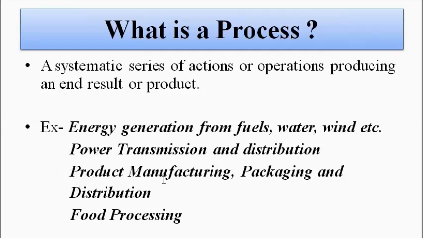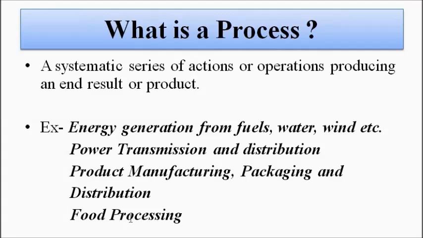Then various manufacturing of products, be it our mobile phones, smartphones, or be it anything, manufacturing of any product, any electrical or electronic gadget, or simply any gadget, starting from a matchstick, toothpicks, or chairs, whatever. So the manufacturing of that from the raw materials to get the end product, that is a process. The packaging and distribution also come into play there, so that also constitutes the individual processes.